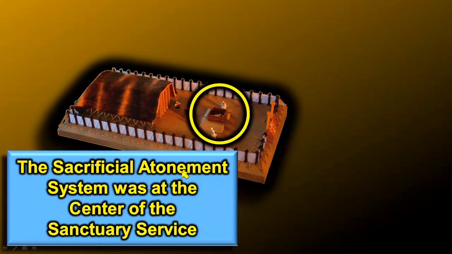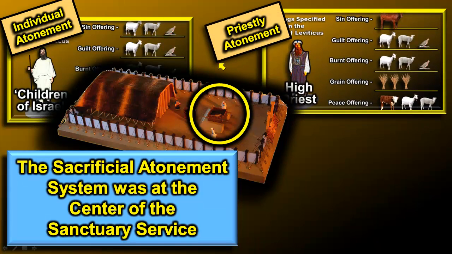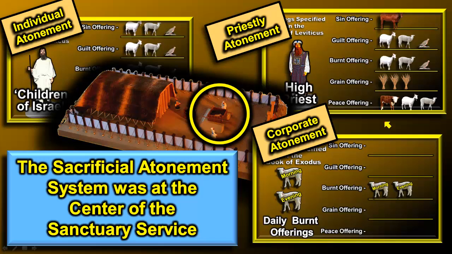So the sacrificial atonement system was the center of the sanctuary service here. We had the individual atonements, we had the priestly atonements, and we had the corporate atonements that went on at this sanctuary service. Individual, priestly, and corporate.